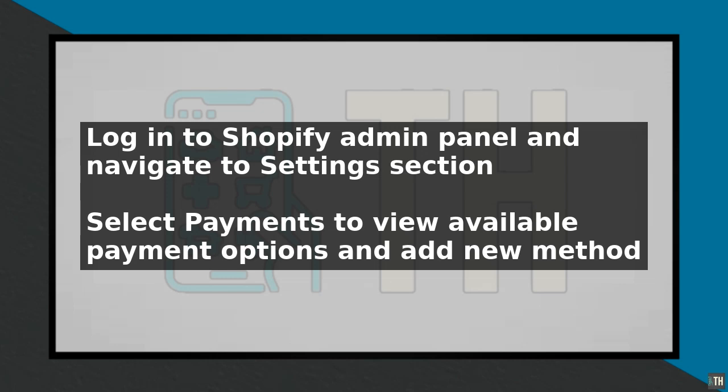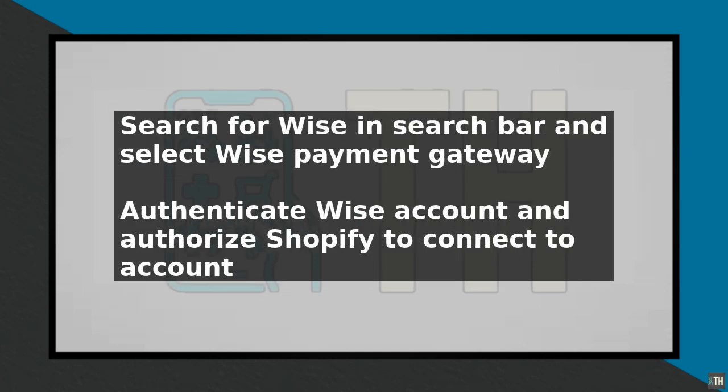Next, search for Wise in the search bar and select the Wise payment gateway from the list of available payment providers. You will be redirected to the Wise website to authenticate your account and authorize Shopify to connect to your Wise account. On the Wise website, enter your email address and password to log into your Wise account.